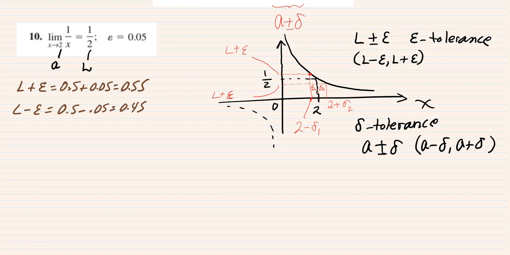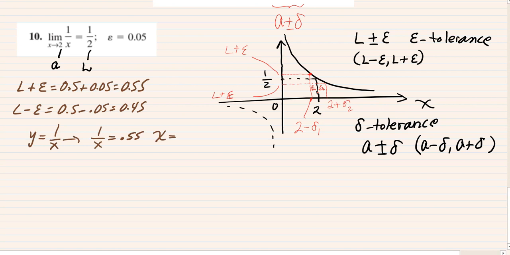Now we want to find the x value corresponding to 0.55. So I'm going to go y equals 1 over x. I want to know for what x, y is 0.55. Multiplying both sides, we get 1 over 0.55 equals x. And x is going to be 1 over 0.55, which is 1.818.